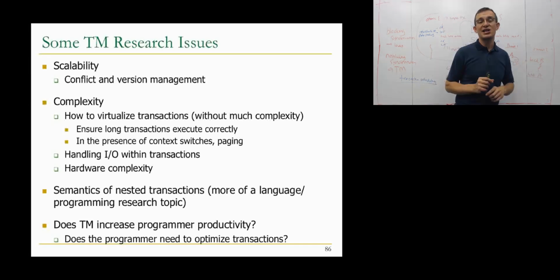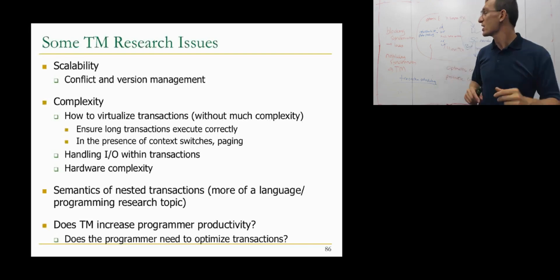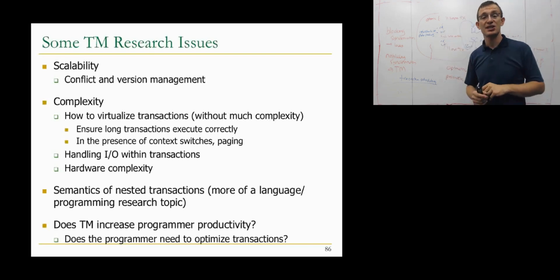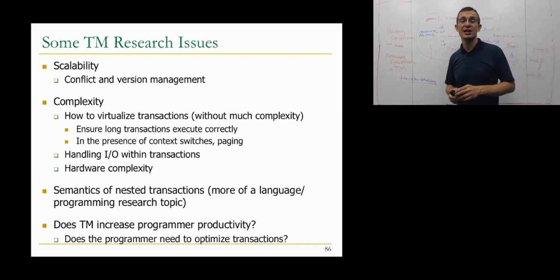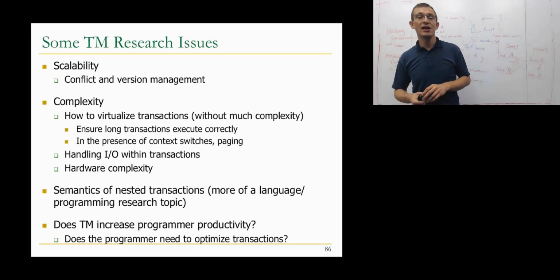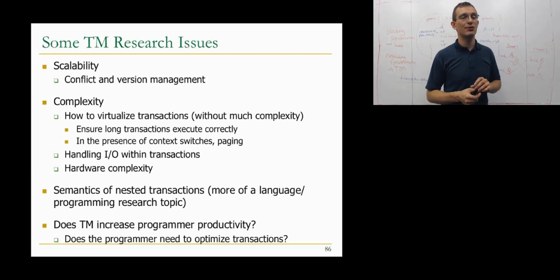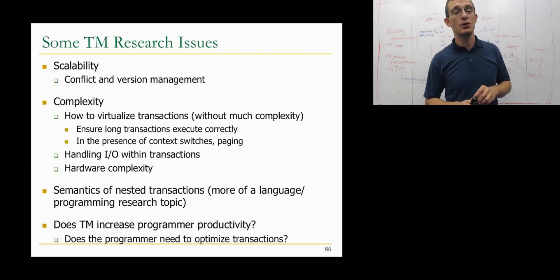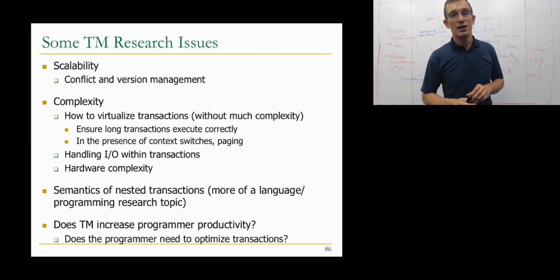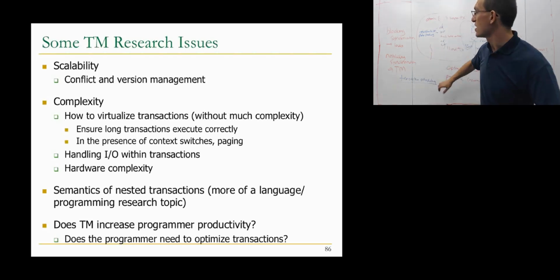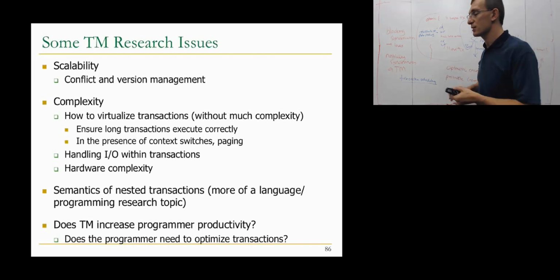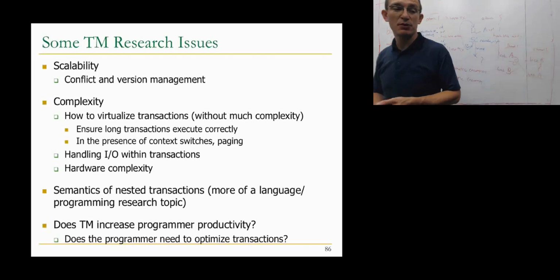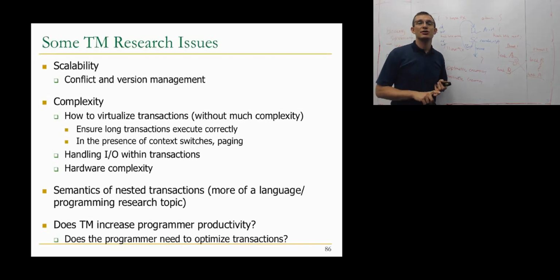Another issue is semantic actions. Basically, when you have atomic blocks that are nested with each other, what are the semantics related to that? I'm not going to talk about that, but this is more of a language and programming research topic. And finally, a big key question is: does transactional memory actually increase programmer productivity? Basically, the goal was to reduce the burden on the programmer in writing both correct programs and high-performance programs. And does this actually happen?